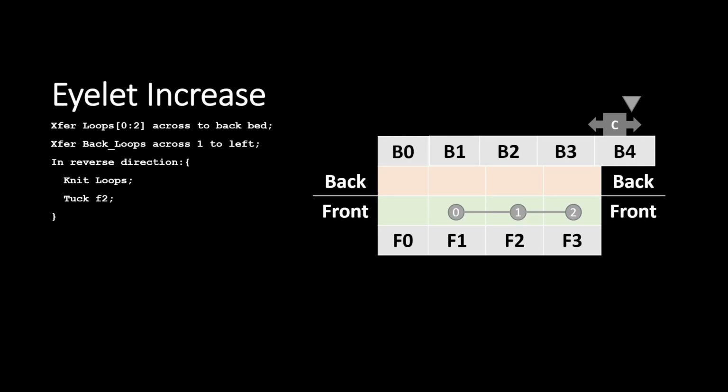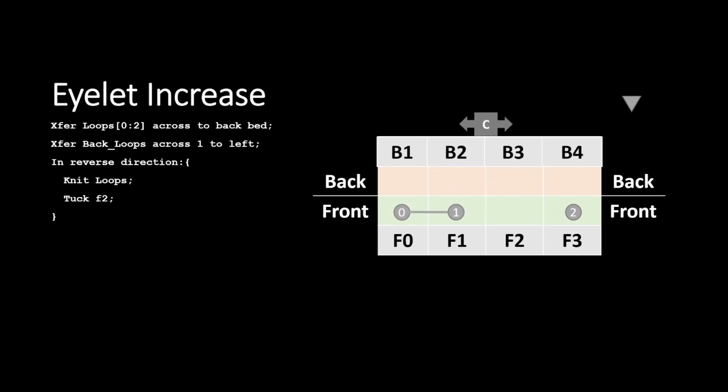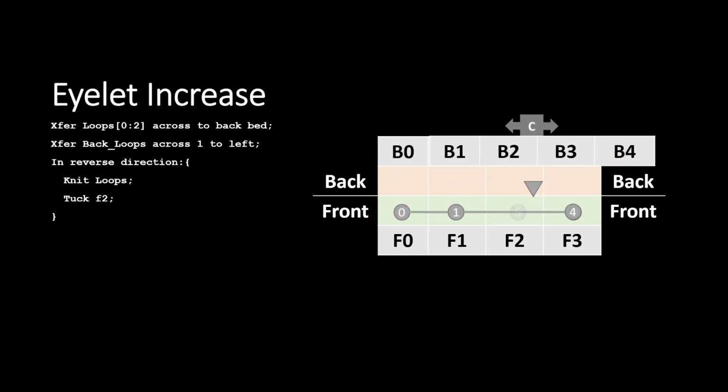So in this case, we're going to start with 3 different needles. And we're going to shift them to the back bed, rack them over, and then knit again, tucking on that extra space that was created for us. So we transfer loops across to the back bed, move the back loops over to the left, and then knit on the remaining loops and tuck on F2.